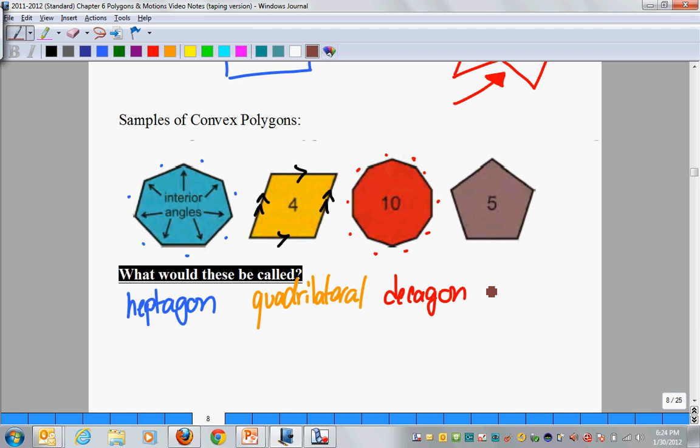And a 5-sided shape would be considered a pentagon. And if we knew for a fact that all the sides were equal, we would call it a regular pentagon. A regular pentagon.